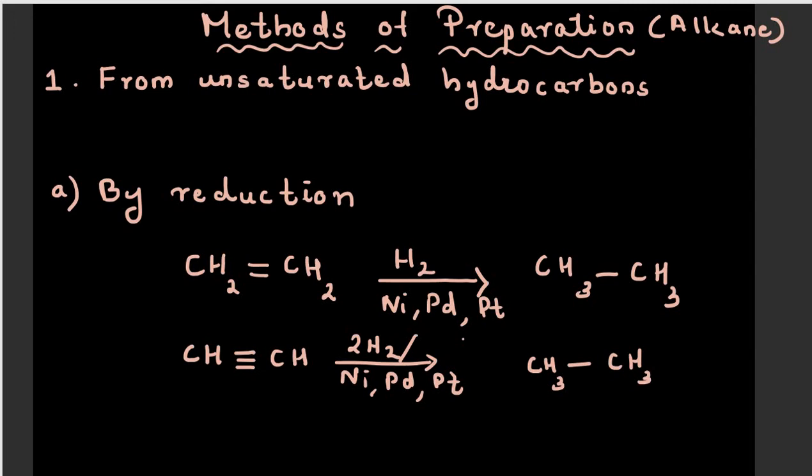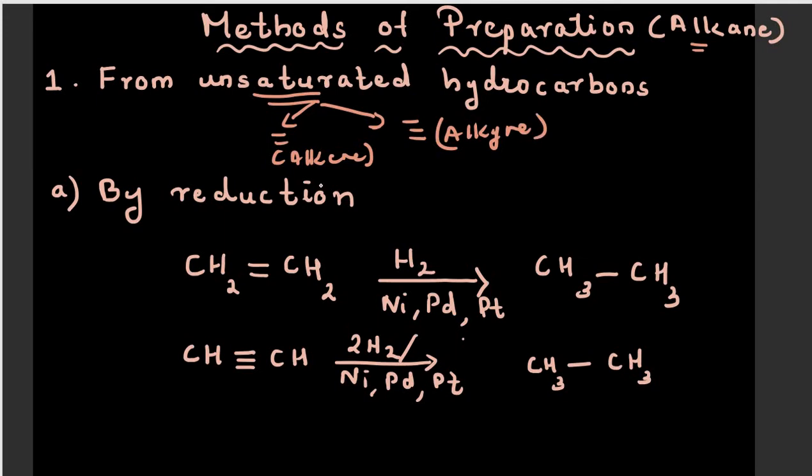Hello students, in today's class we will be discussing the general methods of preparation of alkenes. So our first method is from unsaturated hydrocarbon. When we say unsaturated, that means the one which is having a double or what? Double or triple bond. Double bonded means it is our alkene, and when we are saying triple bonded, it means what? It is our alkyne.